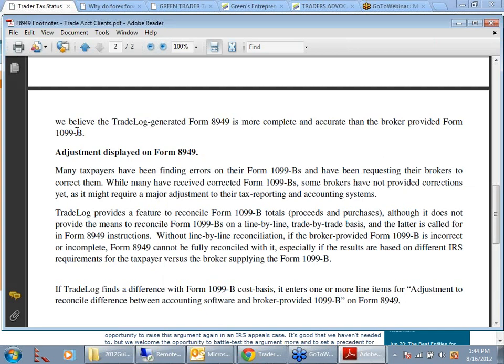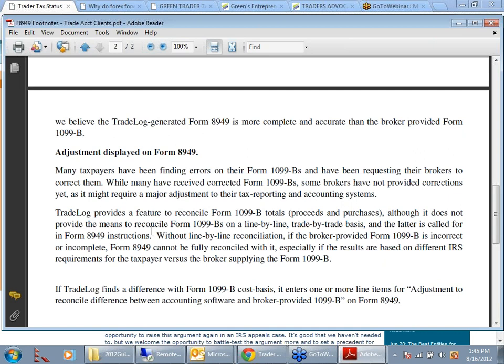So, I'll just read it through. Many taxpayers have been finding errors on their Form 1099-Bs and have been requesting their brokers to correct them. While many have received corrected 1099-Bs, some brokers have not provided corrections yet, as it might require a major adjustment to their tax reporting and accounting systems. TradeLog provides a feature to reconcile Form 1099-B totals, proceeds, and purchases, although it does not provide the means to reconcile Form 1099-Bs on a line-by-line, trade-by-trade basis, and the latter is called for in Form 8949 instructions.